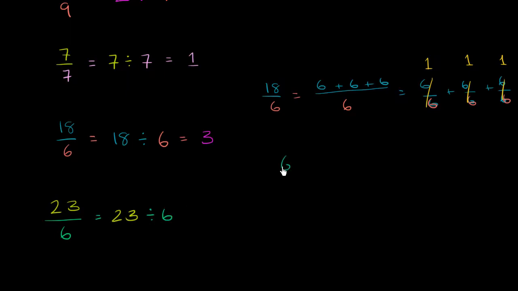And if we actually divide 23 by 6, let's do that. So we divide 6 into 23. We know 6 goes into 23 3 times. 3 times 6 is 18. And then when you subtract, you end up with a remainder of 5. So we might say, hey, 23 divided by 6 is equal to 3 remainder 5.